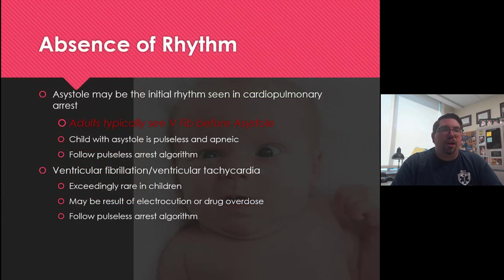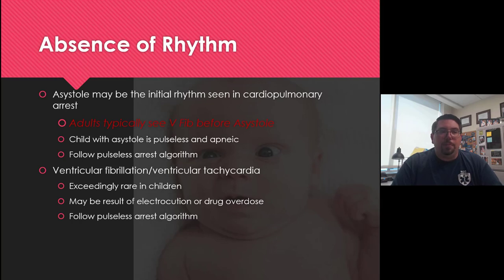Now, oftentimes you're going to find there may be a complete absence of a rhythm. This is in the case of asystole. Asystole may be the initial rhythm seen in a cardiopulmonary arrest. Adults typically see VFib before asystole, but children will generally see asystole more commonly than they will move into VFib.